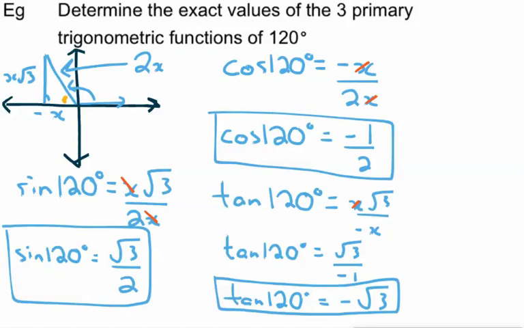Each one of the questions like this will proceed in a very similar manner. Draw out the special triangle, determine whether it's a 45-45 or a 30-60. Label the sides, use SOHCAHTOA, simplify. And that's really all that there is to it.